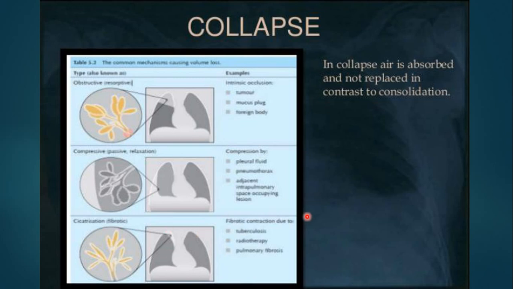The cicatricial or the fibrotic collapse is when the interstitial part of the lung becomes so fibrotic that it loses volume, it shrinks due to the fibrosis. Usually this can be seen in patients after TB infection, after radiotherapy, that's radiation fibrosis, secondary to radiation pneumonitis, and also in pulmonary fibrosis in general, and that has many causes.